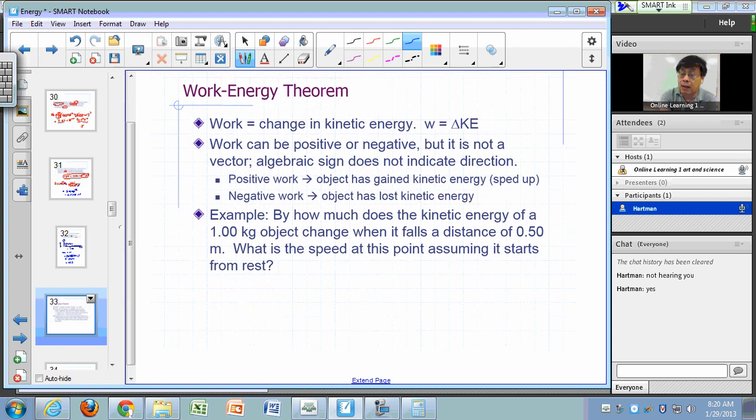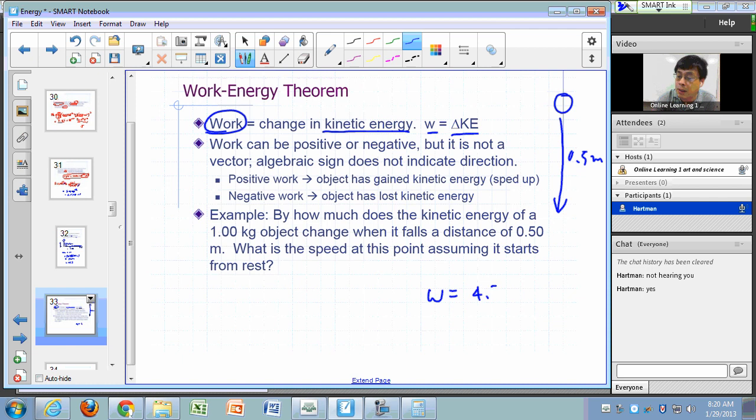If there is an unbalanced force on the object, the work due to that unbalanced force would just be equal to the change in the kinetic energy of your object. So work is equal to change in kinetic energy. Basically what that means is this. Let's imagine an object that we talked about earlier. It moved a distance of half a meter, and we said that the work that gravity did on that was 4.9 joules, right?